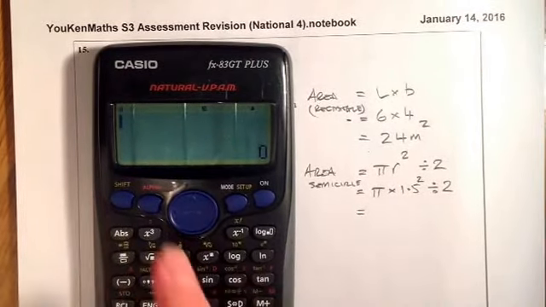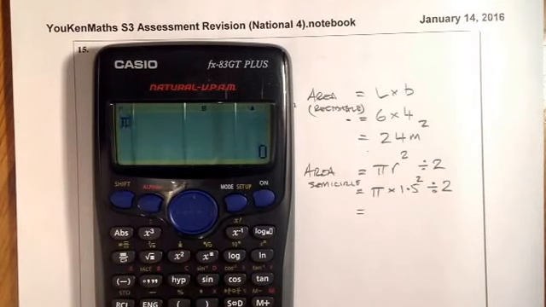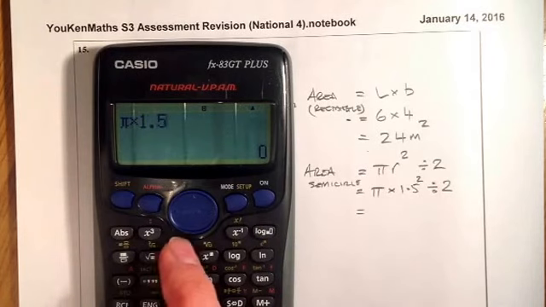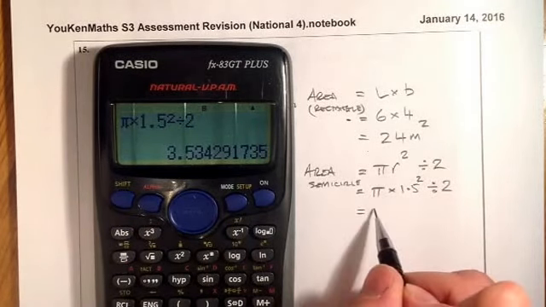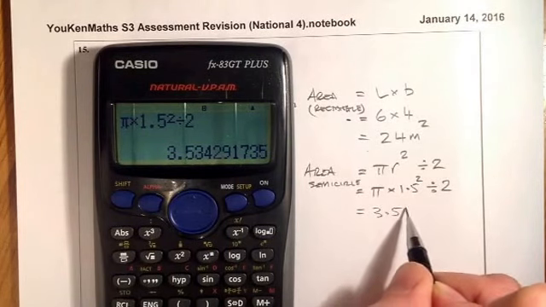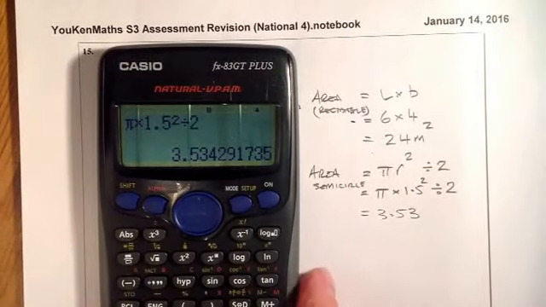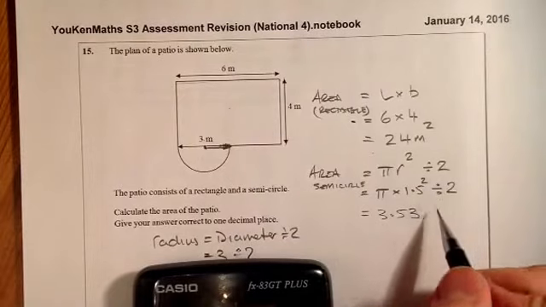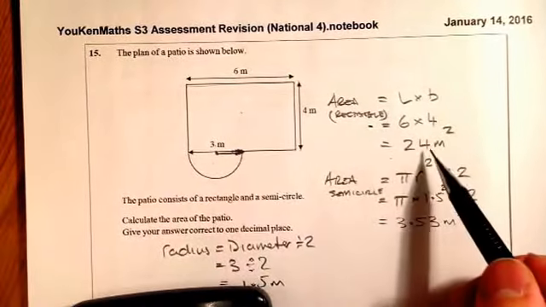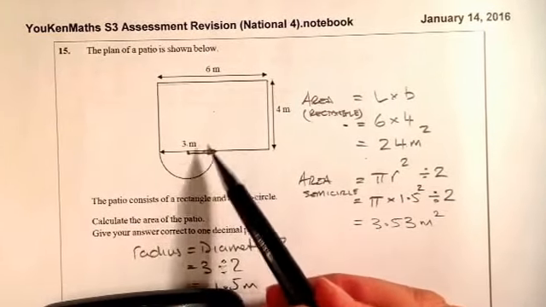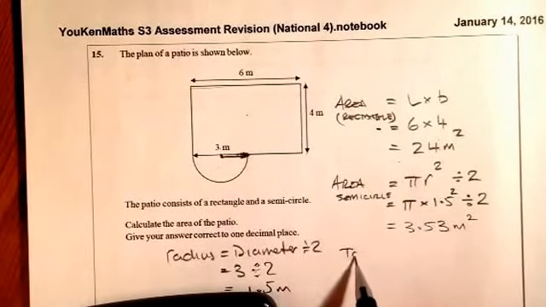I'm going to enter the pi button, so that's shift and where the pi button's sitting down the bottom, times 1.5, and I'm going to use the square button, and then I'm going to divide that by 2. And that should be the area of that semicircle. So that'll be 3.5, and I'll just use it to there, to 3, and that's going to be in metres squared. So I've done 2 separate calculations, but to get the total area, I'm going to have to add the 2 together.